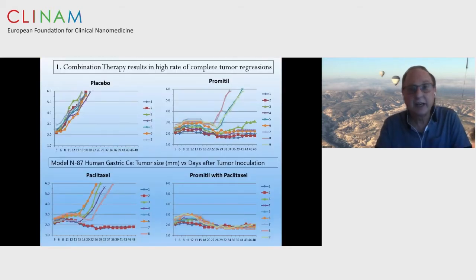Another area of interest is combination therapy. We have done combination studies in animals of Promethyl with paclitaxel. As you see here, again, very, very nice results with combining Promethyl with paclitaxel, better than giving single agent. And because Promethyl is tolerated very well with very good safety profile.